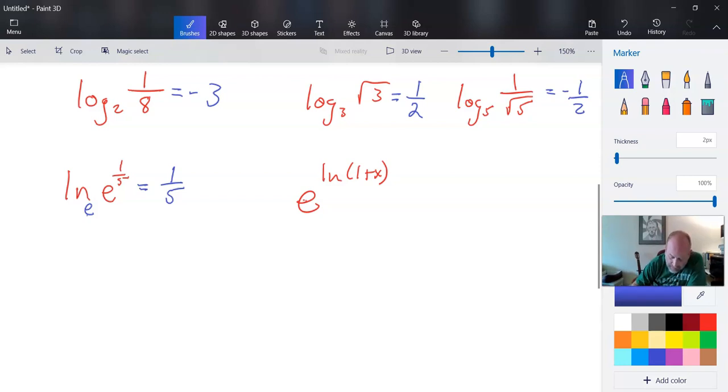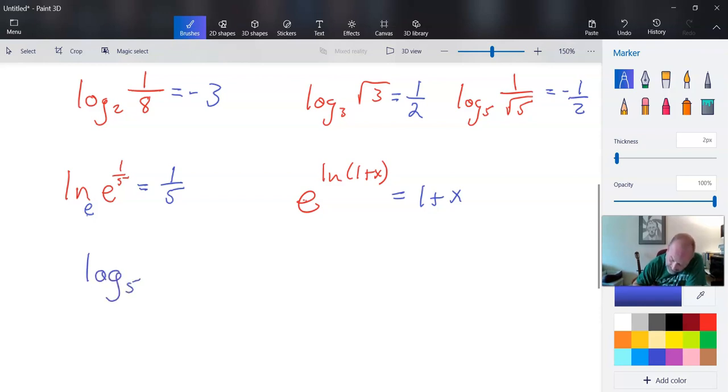Now over here, this is still using the inverse property, but it's reversing the two functions. So it's putting the natural log in the exponent spot, right? Well, the e and the natural log cancel out, just like they do over here on the left-hand side. So what I'm going to end up getting is 1 plus x, right? And this works for the regular bases also, right?